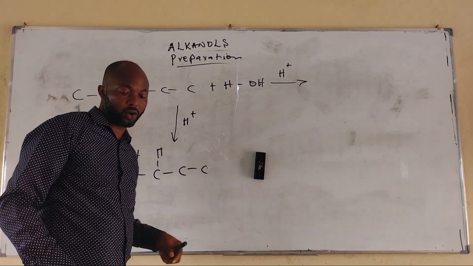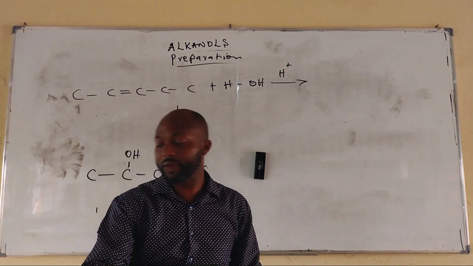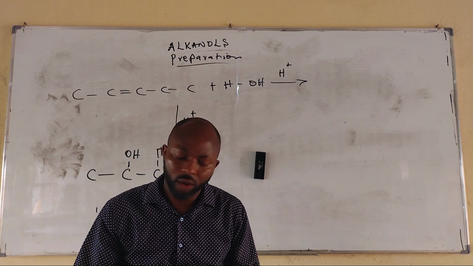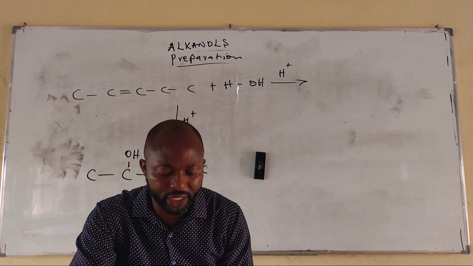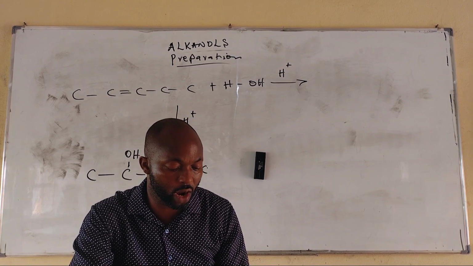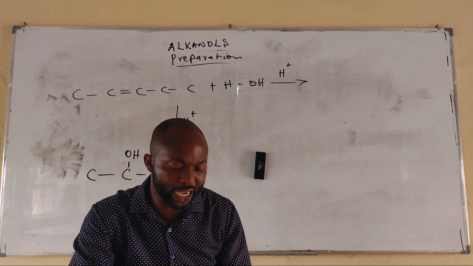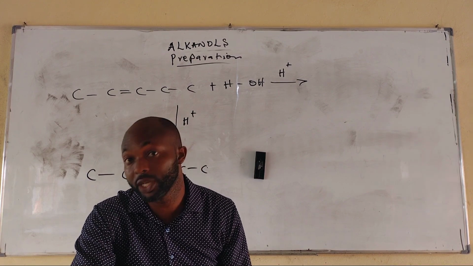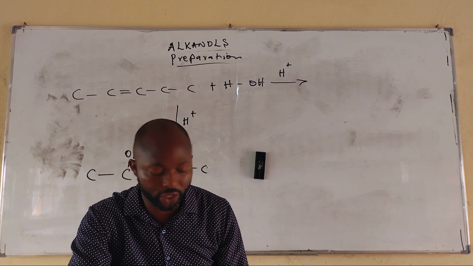So another method by which we can prepare alcohols is through fermentation. Okay, let's look into it. I'll read that for us. It says fermentation is the breakdown of complex carbohydrate by the action of enzymes to produce ethanol and carbon(IV) oxide. And we know that an enzyme is a natural organic catalyst secreted by living cells. They are proteinous. Okay, enzymes are catalysts and they are proteinous in nature.